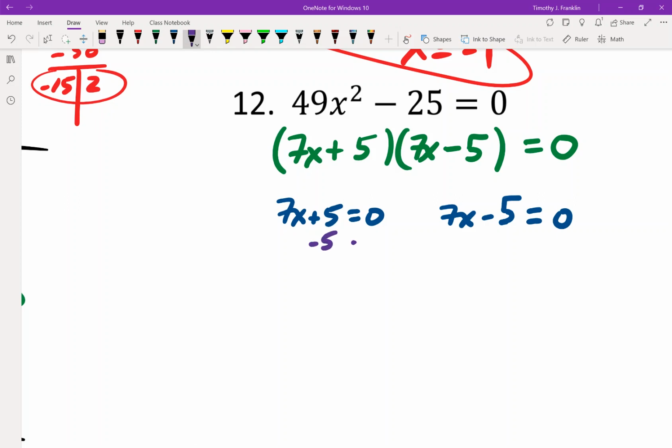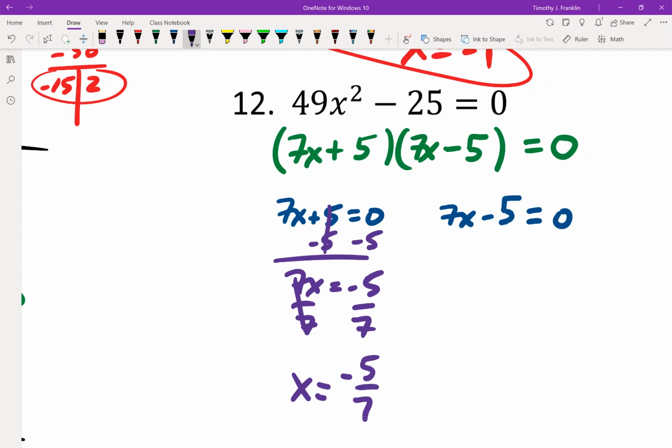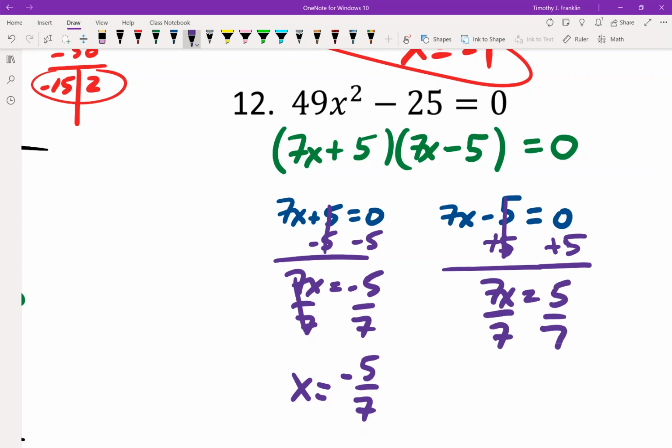So here we're going to subtract 5, 7x equals negative 5, divide by 7, and you get negative 5 over 7. And on this side, we'll add 5 and divide by 7. So 7x equals positive 5. And we get positive 5 over 7. So our answer was positive and negative 5 over 7.